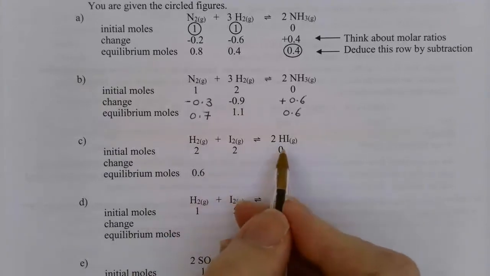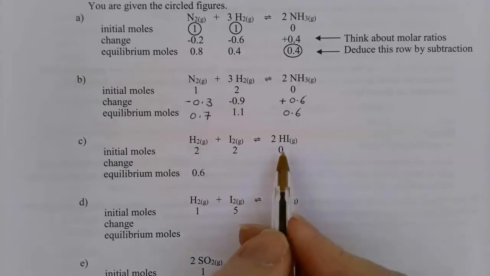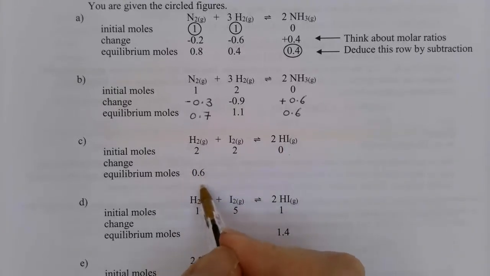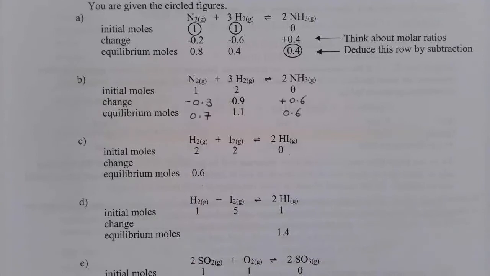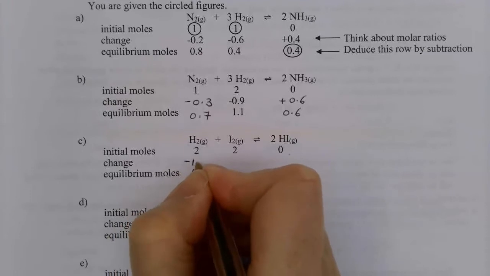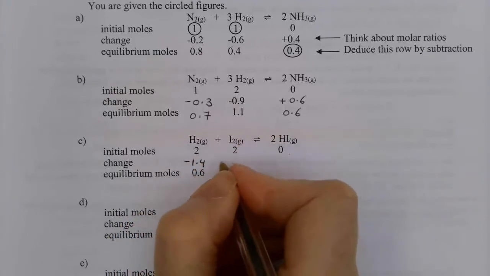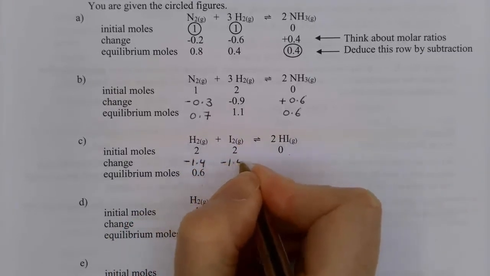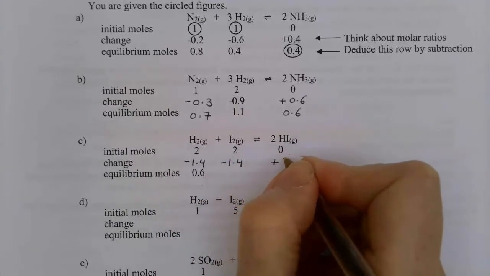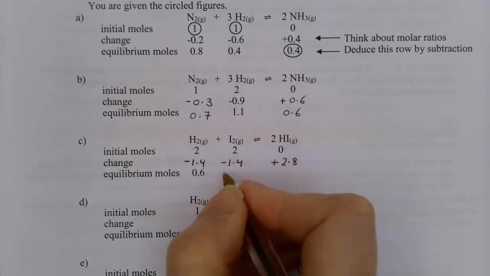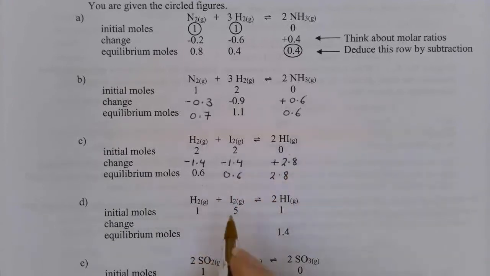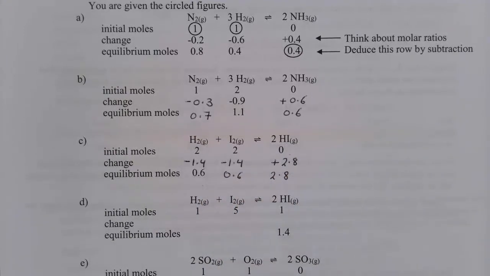One more example. So here again I have my initial number of moles, I have no moles of hydrogen iodide, and I've been told that at equilibrium I have 0.6 of a mole of hydrogen. In other words, it's changed by minus 1.4. This is also changed by the same amount because it's a 1 to 1 ratio, and the hydrogen iodide must have gone up by double that amount, 2.8. So I have 0.6 and I have 2.8. So those are my number of moles at equilibrium.